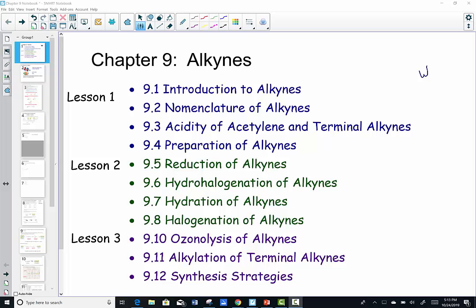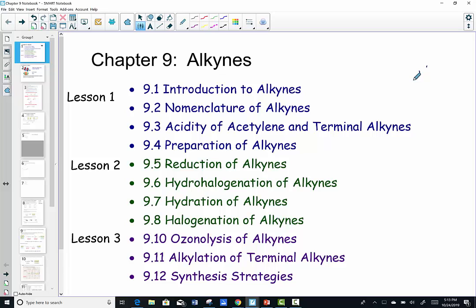Welcome to our first lesson in Chapter 9 of our organic chemistry journey. This chapter is focused on the functional group of alkynes, the triple bond. I've color-coded our topics involved.